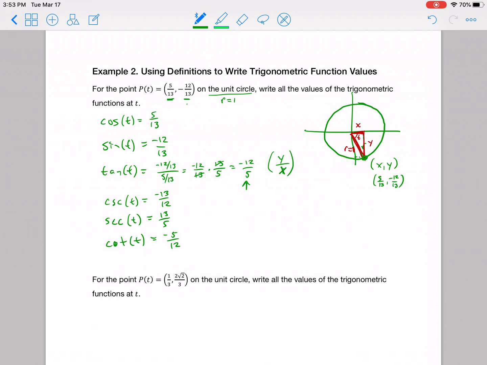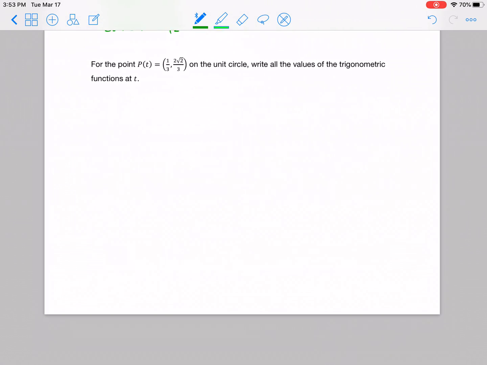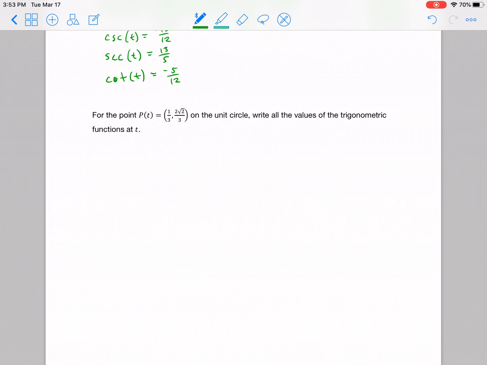If you didn't have tangent already done, then you could have just done what I started to do accidentally, and that's just do 5/13 divided by -12/13. Okay, so let's take a look at this next one. For the point P of t, 1/3, 2√2/3 on the unit circle, write all the values of the trigonometric functions. So I'm going to leave this one for you to try, but when you go look at the notes, I'll have it filled out for you so you can take a look there.